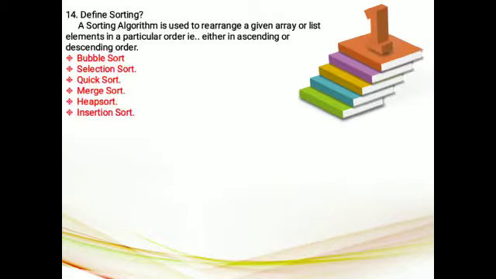Define sorting. A sorting algorithm is used to rearrange or arrange a given array or list of items in a particular order, that is, either in ascending or descending order. The various sorting algorithms are bubble sort, selection sort, quick sort, merge sort, heap sort, and insertion sort.